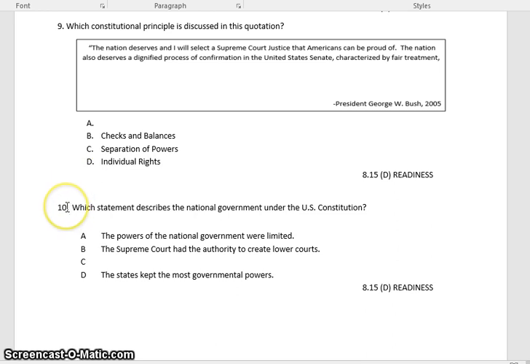Number 10. Which statement describes the national government under the U.S. Constitution? A, The powers of the national government were limited. They had limits. B. The Supreme Court had the authority to create lower courts. Or D. The states kept the most governmental powers.